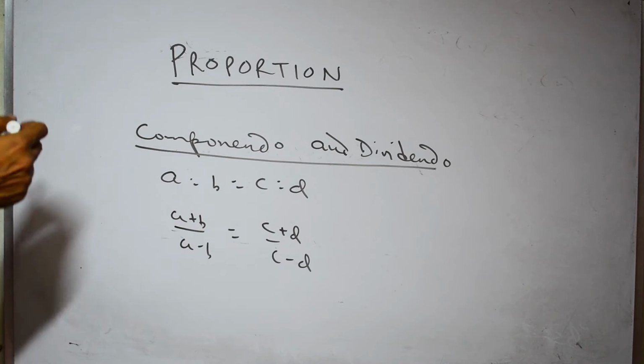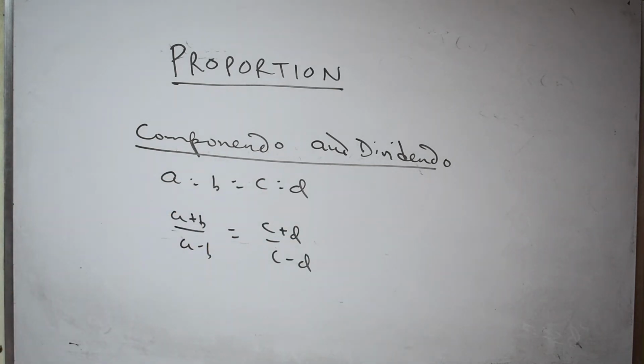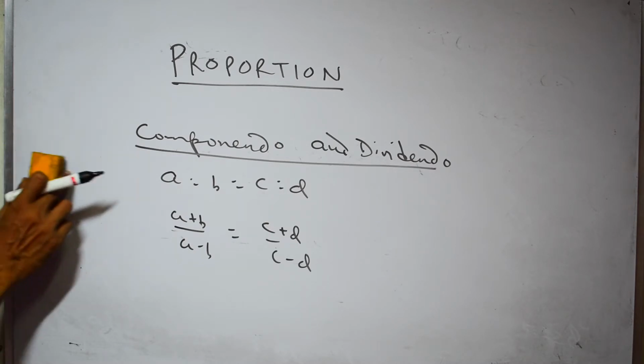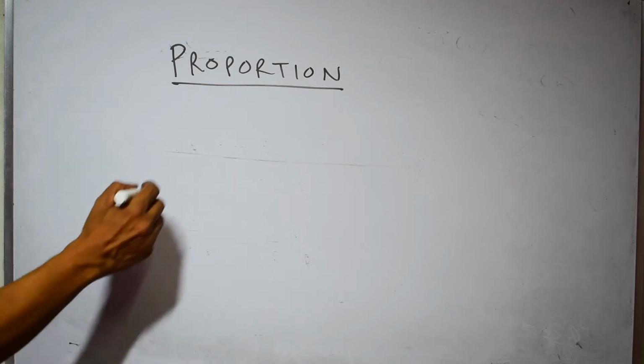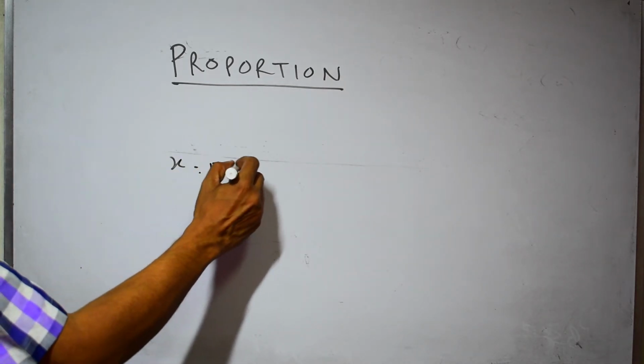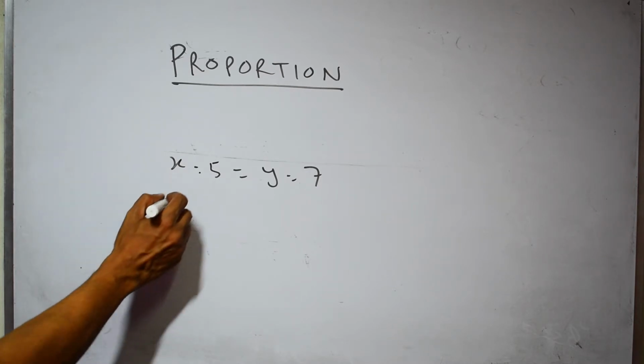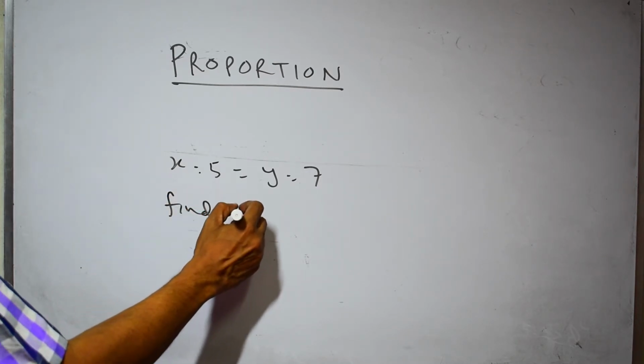That means add, subtract, add, subtract. So if I consider this componendo dividendo together, then we have some type of problems like x is to 5 is equal to y is to 7. Now they are asking, we have to find out the value.